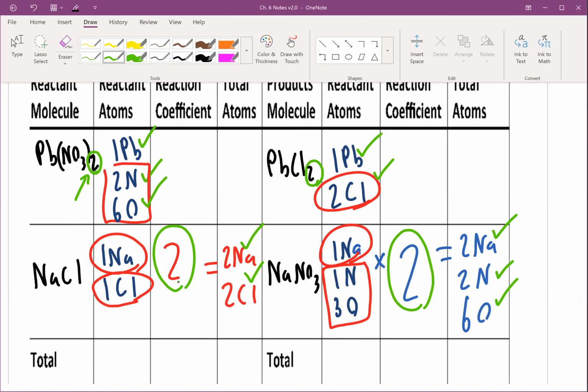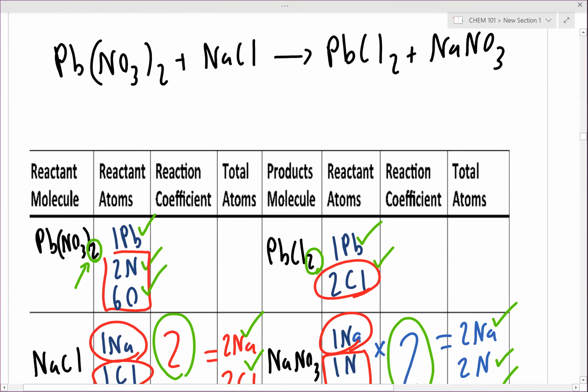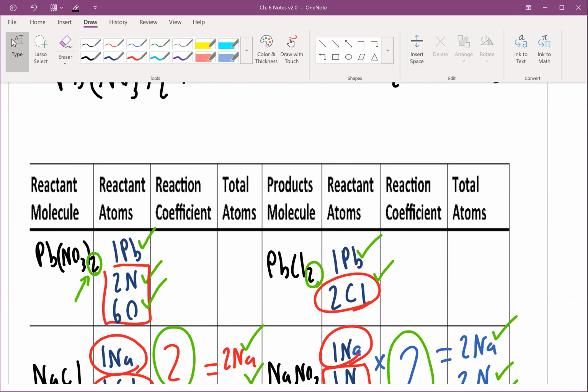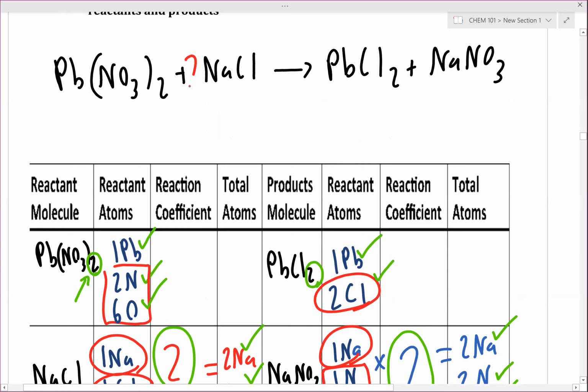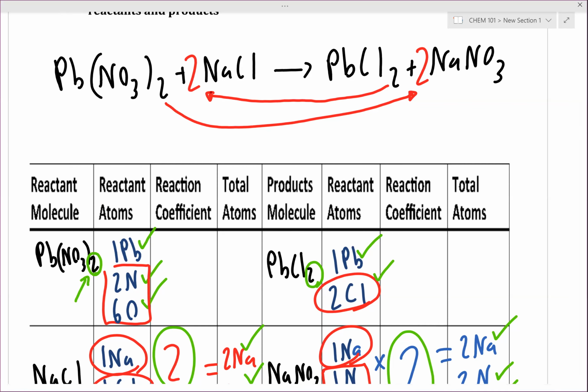Okay, so let's now just transplant our coefficients up from our table. We have 2 sodium chlorides and 2 sodium nitrates. So quite simply, the subscript for nitrate ends up in the coefficient, and the subscript for chloride ends up in the coefficient for the compound that contains chloride. This is your textbook exchange reaction balancing scheme, or ionic reaction balancing scheme.